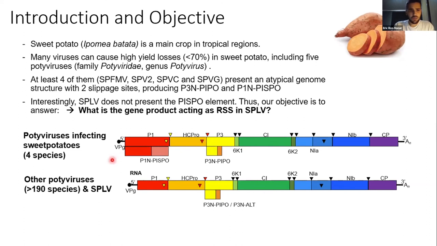But in our case, we work with sweet potato latent virus, and you can see in its genome structure that it lacks P1 and PIPO. Our group has worked and demonstrated that P1 and PIPO can act as a strong RNA silencing suppressor in other potyviruses. So our objective was to identify the gene product acting as an RNA silencing suppressor in sweet potato latent virus.